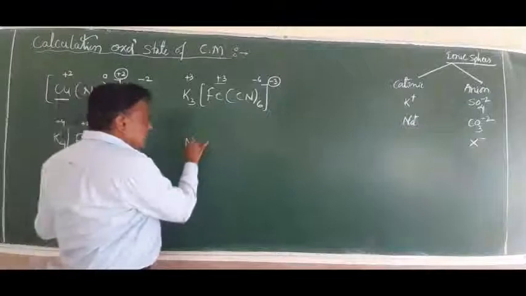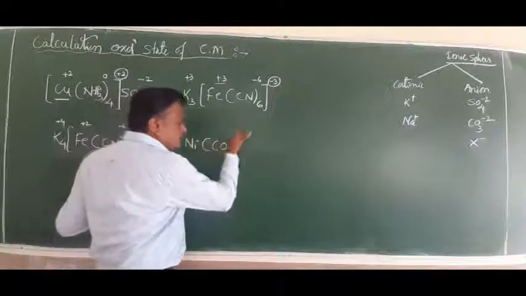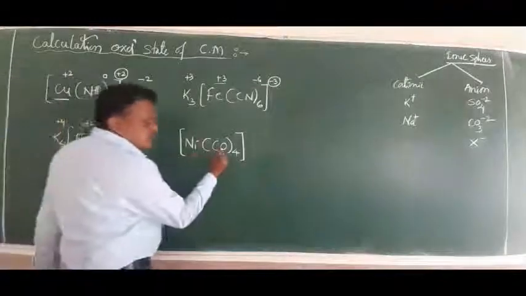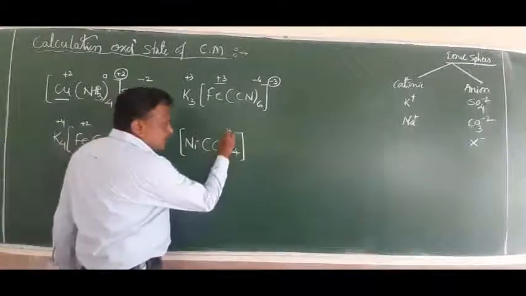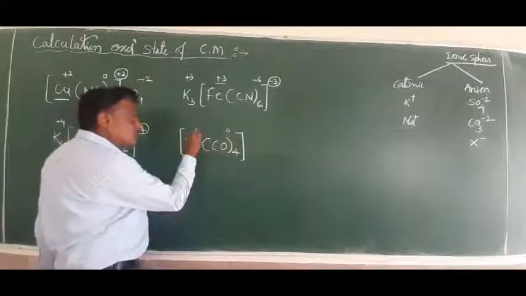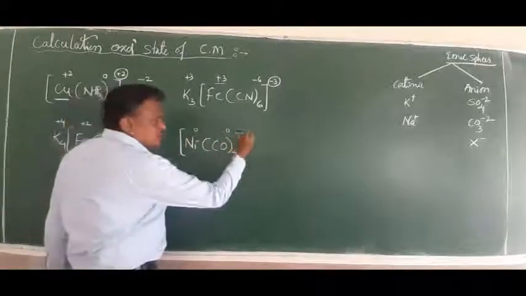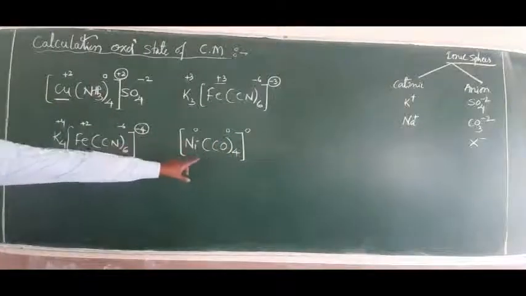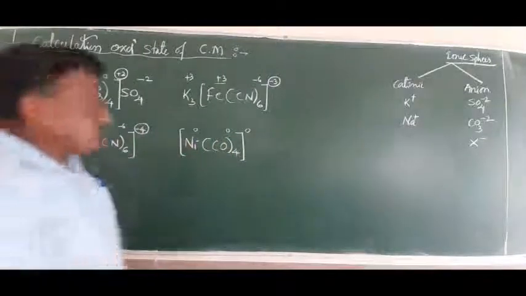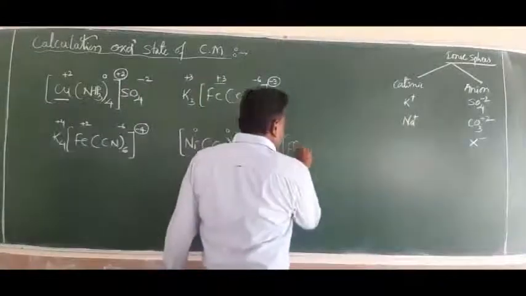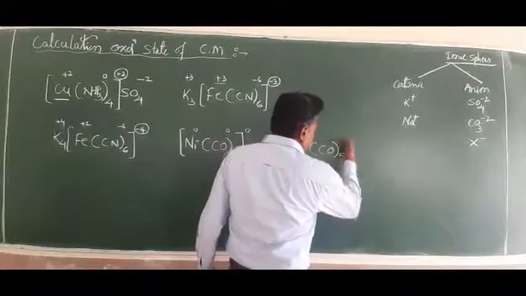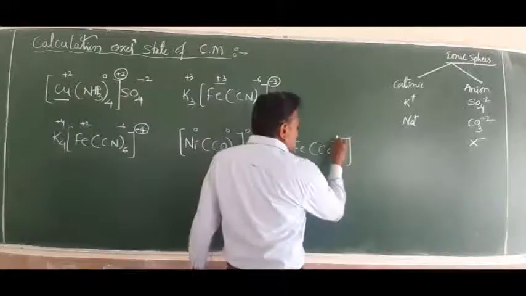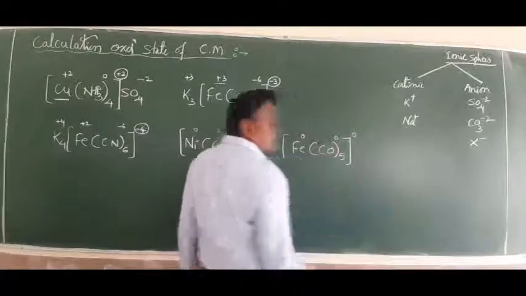Similarly, Ni(CO)4 is only the coordination sphere. Carbonyl is a neutral ligand, so its charge is 0. So the nickel becomes 0, and the net whole charge is 0. This is also one type of neutral complex. Take another one, Fe(CO)5, pentacarbonyl iron. Carbonyl is 0, iron is 0, and the net charge is 0.